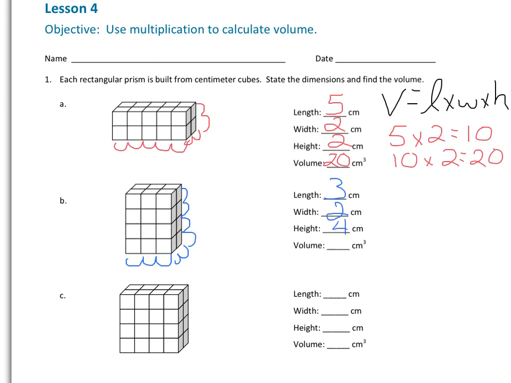Now that we have the dimensions, we can multiply. 3 times 2 equals 6. Take the 6 and then multiply it by the height, which is 4. 6 times 4 is 24. So the volume of this rectangular prism is 24 cubic centimeters. Try to do letter C on your own, and then let's move on to the next problem.